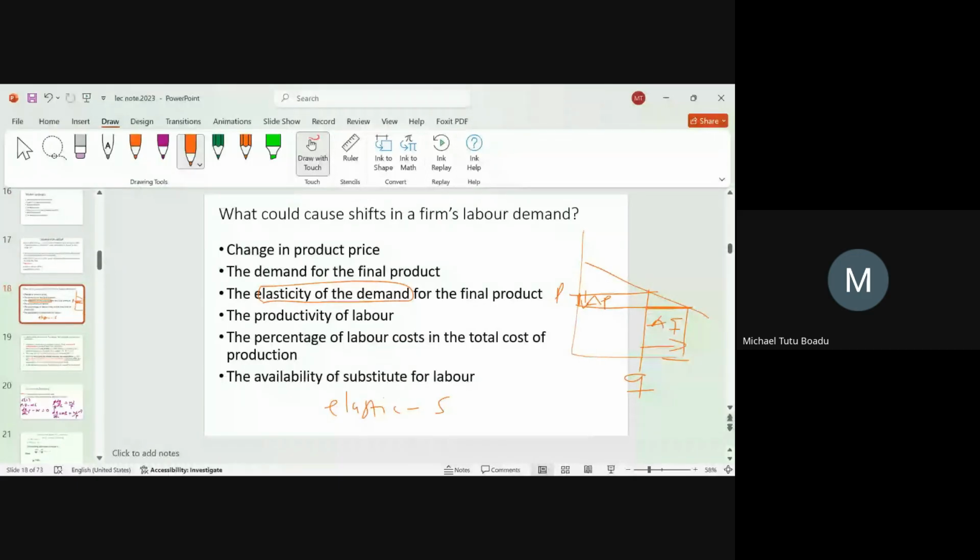This means that demand for labor is going to be elastic. If demand for labor is elastic and you reduce price by a small margin, it will cause demand for the product to increase. And therefore, you have to also increase demand for labor.